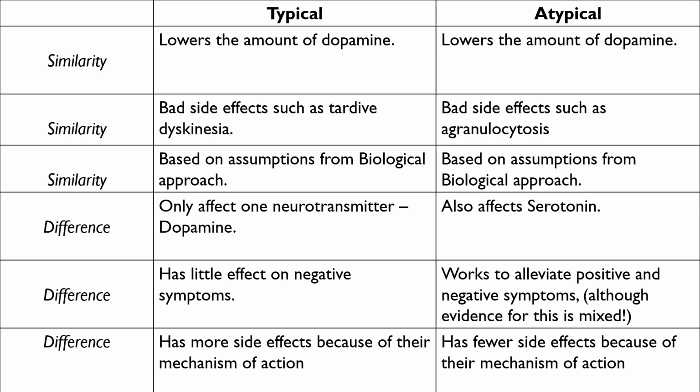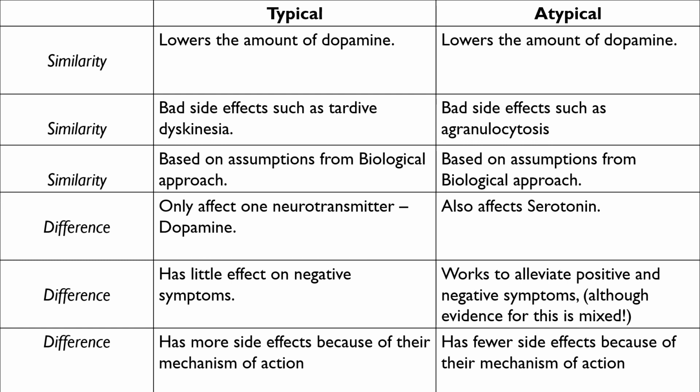Firstly, they're both similar in fact they lower the amount of dopamine in the brain. They both have a similarity in fact that their side effects, tardive dyskinesia, hopefully you remember our video of Jeff, who had uncontrollable involuntary movement of the face, tongue, cheek, and jaw. With the atypical side effects, they have agranulocytosis. This is a reduction in your white blood cells, which therefore lowers your immune system. Not obviously as bad as TD, but there are some side effects that we still need to take account of when we're evaluating. They are both based on the assumptions from the biological approach.